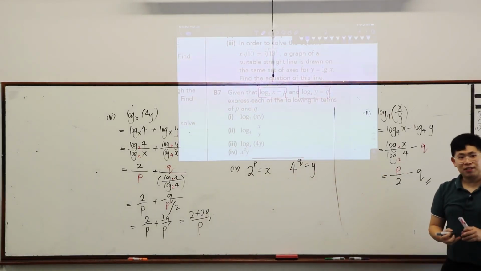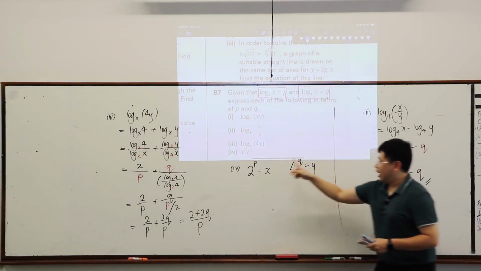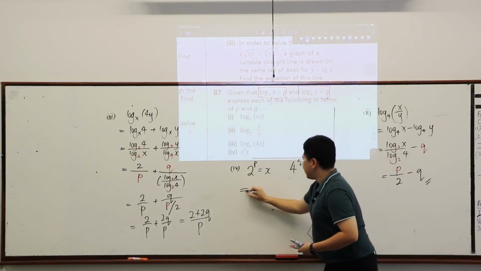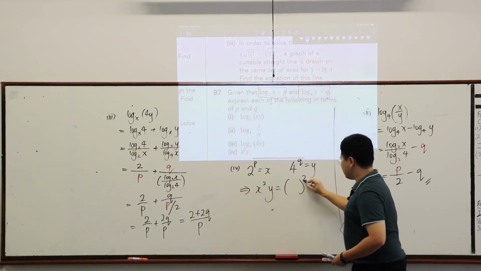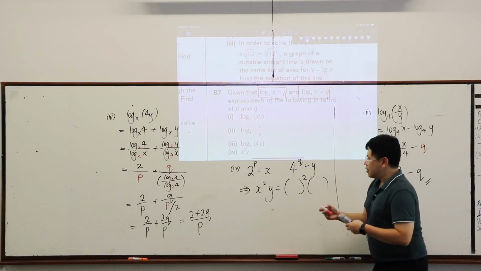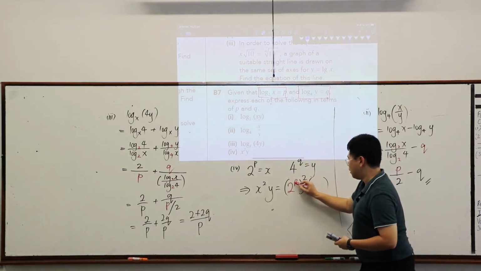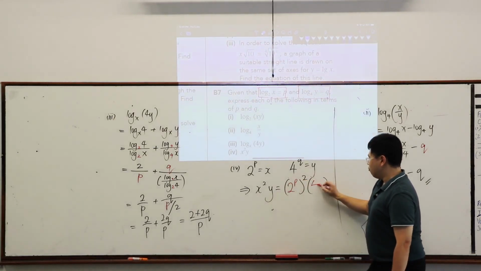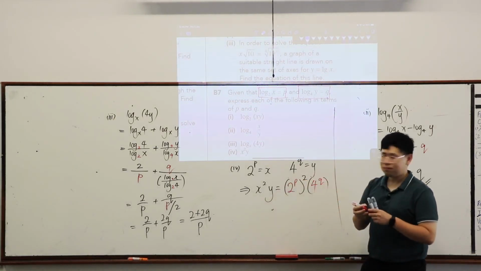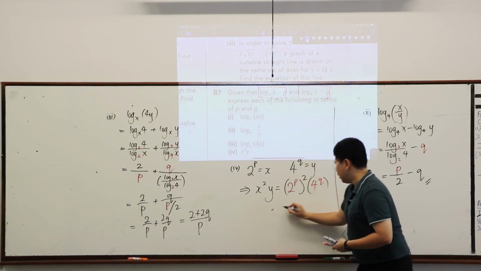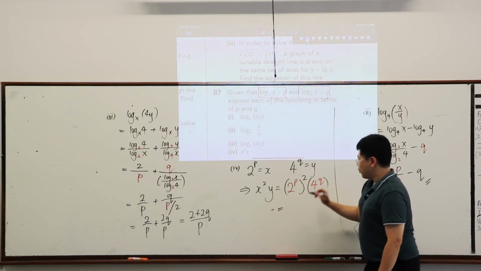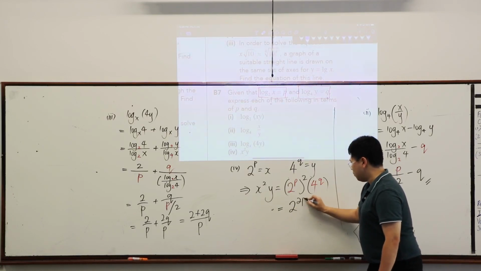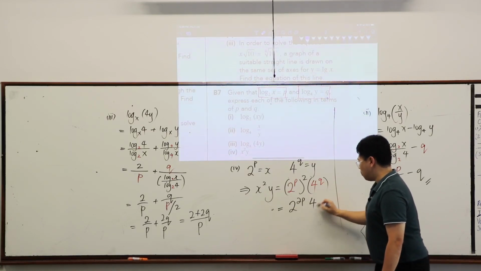We can change this to the index form. Then, what is x square y? So x square y is equals to this thing square and this. So what is x? 2 to the power of p. What is y? 4 to the power of q. So when you get this out, this one would be very nice. So this would be 2 to the power of 2p and 4 to the power of q.